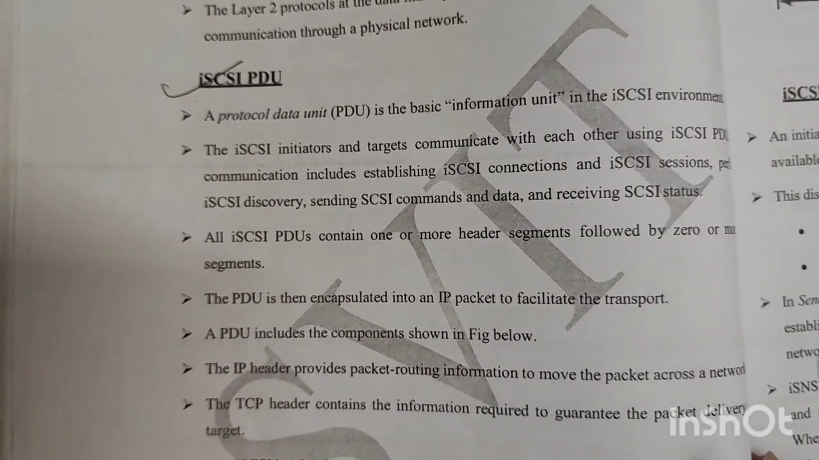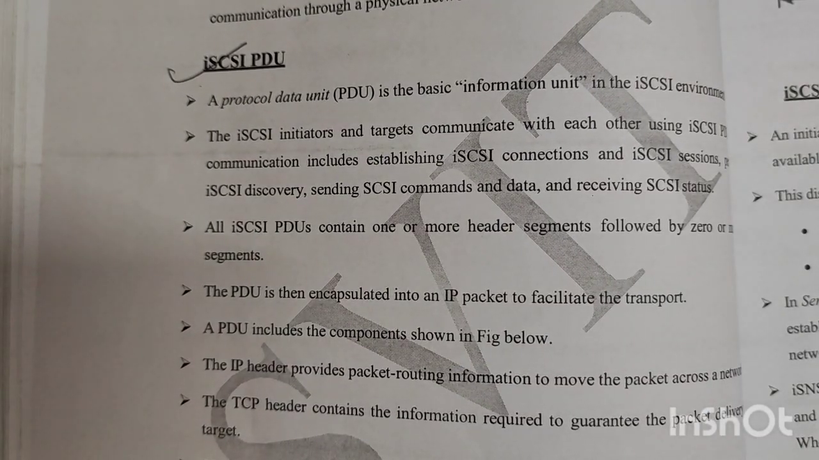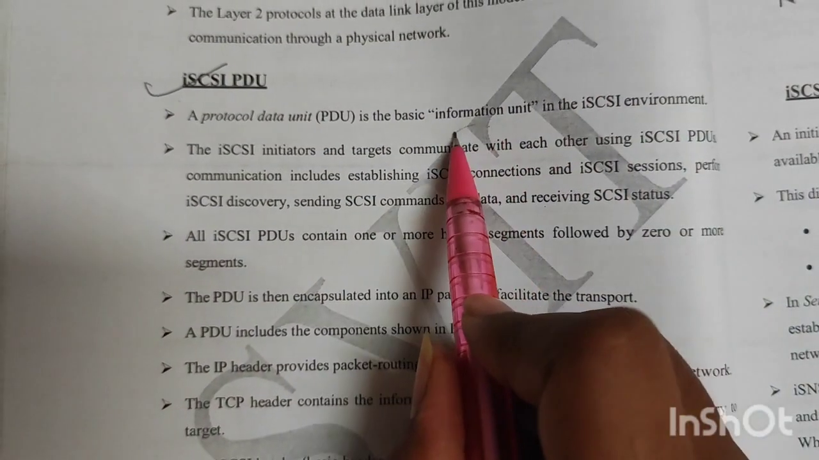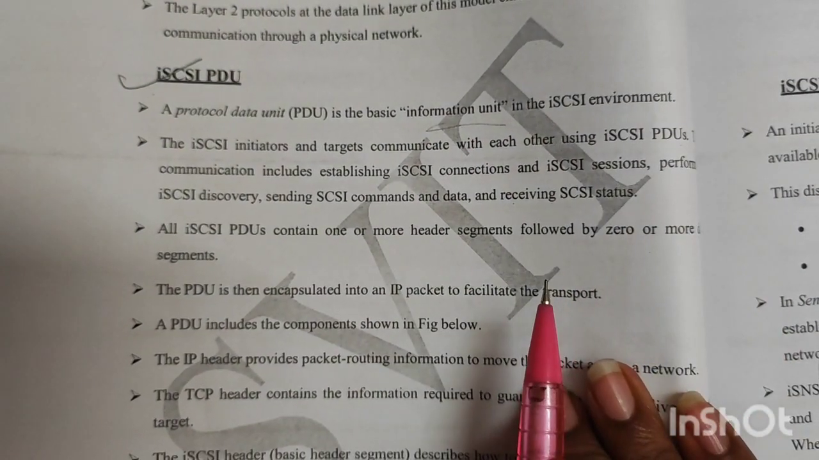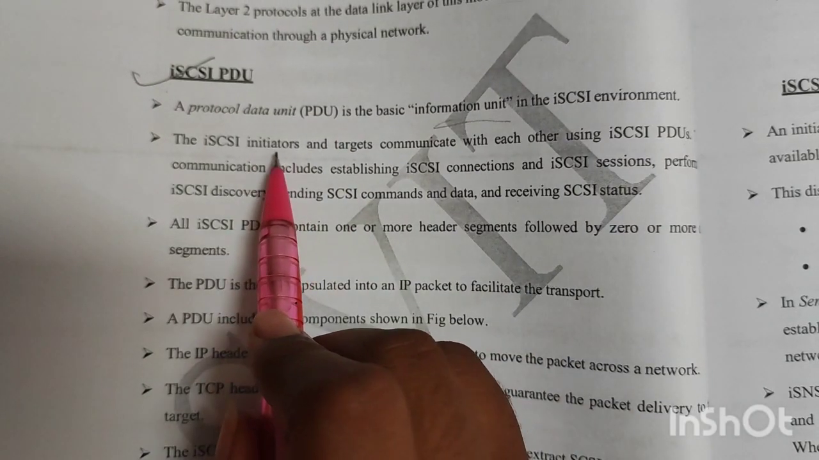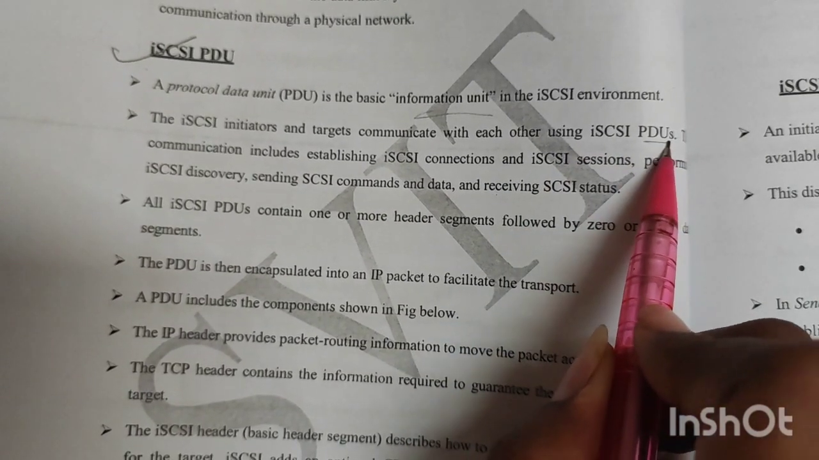Then you have the second part of the question, which is the iSCSI PDU, that is the protocol data unit. This is used as an information unit, and iSCSI initiators and targets communicate with each other through PDUs.